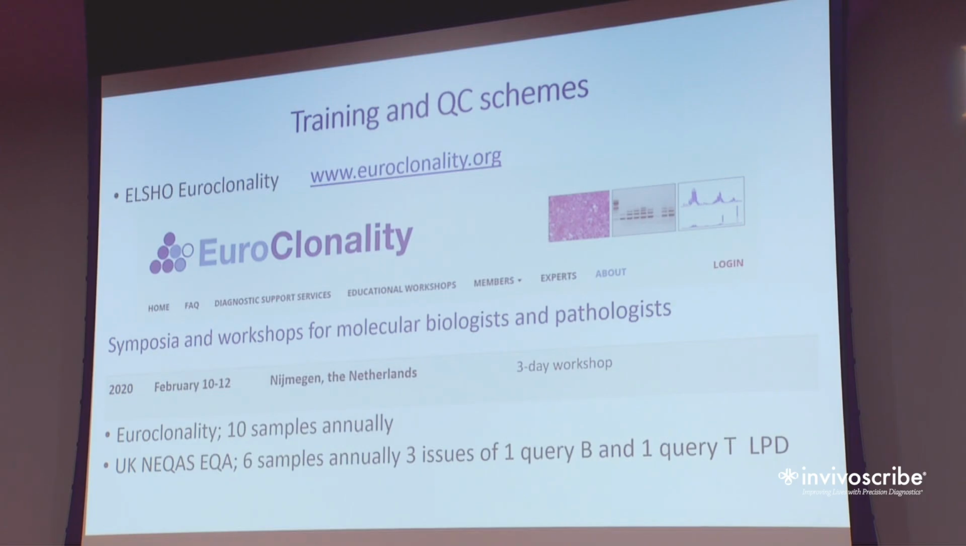So, some of the training and QC schemes that I would recommend: your clonality through the ESHO, do plenty of symposiums and workshops, and I actually put up the next one for you there in Nijmegen. It's a 3-day workshop. Your clonality will send out 10 samples annually, 5 samples, and they will send out 5 interpretive gene scans. I think one shows that you can actually do the assay from start to finish on the sample, and the other one, interpretation is key.